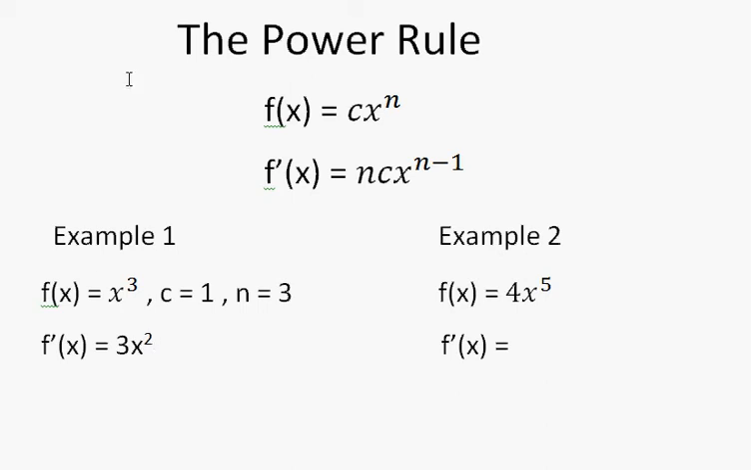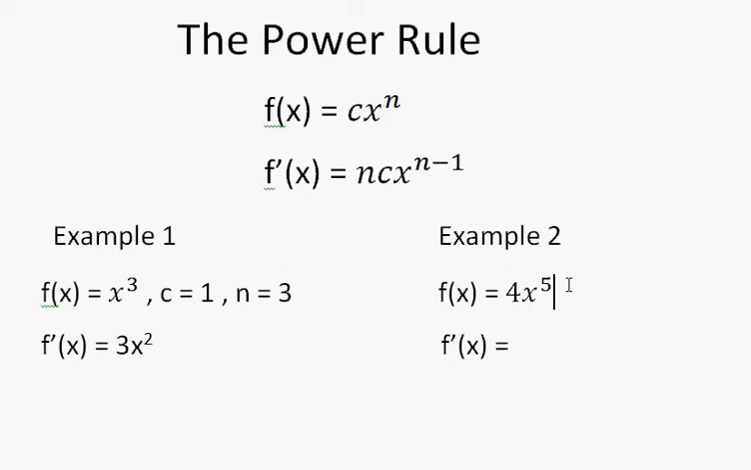So simply put, we take the power, 3, multiply it by the coefficient, so 3 times 1 is 3, and then drop the power by 1. 3 minus 1 is 2. So our answer is 3x squared.